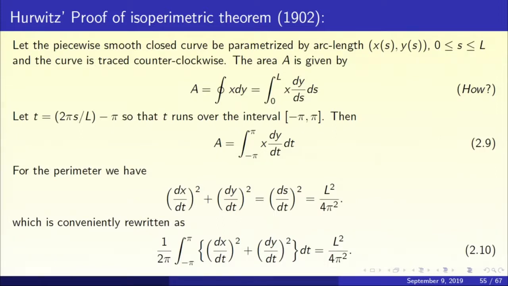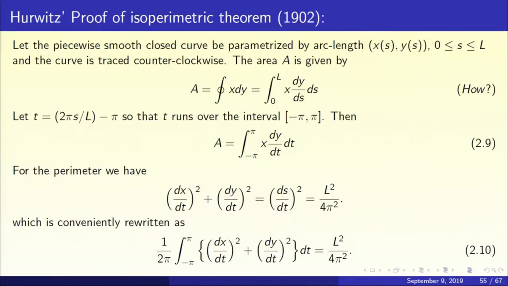How is it true that A is the integral of x dy? Think of applying Green's theorem, the classical Green's theorem. The line integral of p dx plus q dy is equal to the double integral over the interior of the curve of (∂q/∂x minus ∂p/∂y) dx dy. Here p is 0, q is x, ∂q/∂x minus ∂p/∂y is 1, and so you get the area. So the area is the integral of x dy, or the integral from 0 to L of x (dy/ds) ds.